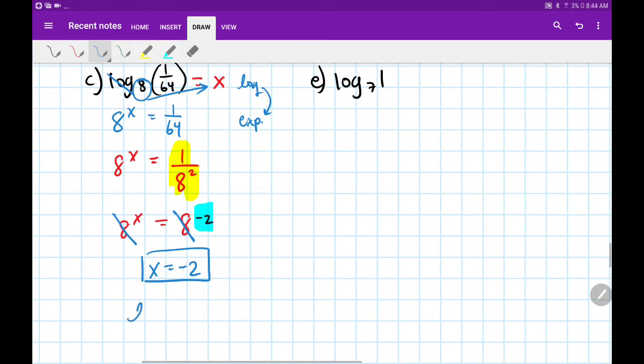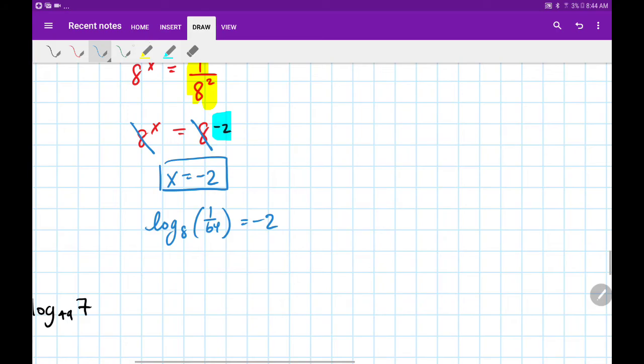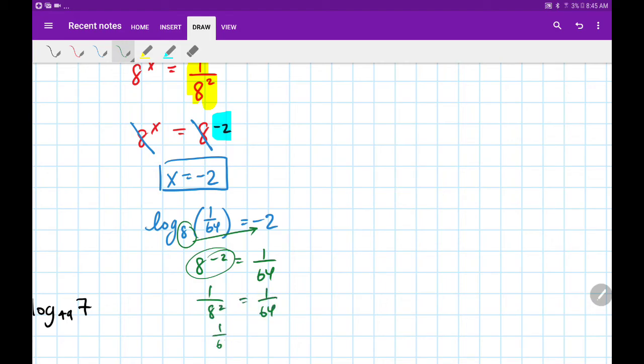So what we just did is found out that log base 8 of 1 over 64 really equals negative 2. And you can prove that to yourself by plugging it in. 8 to the negative 2 equals 1 over 64. That's true, because this is really 1 over 8 squared, and 1 over 8 squared is 1 over 64. So you can always plug it back in and check your work.